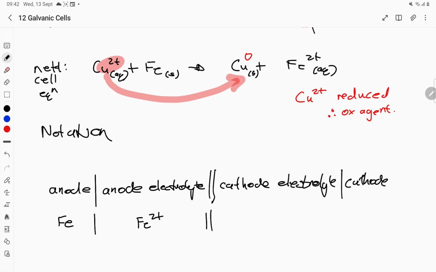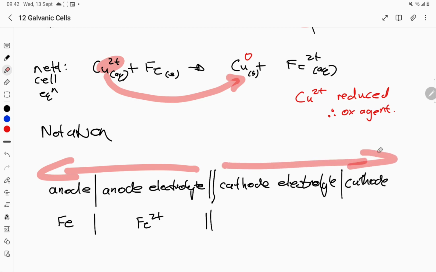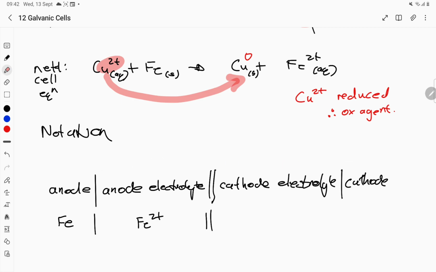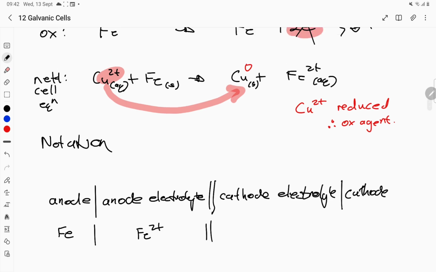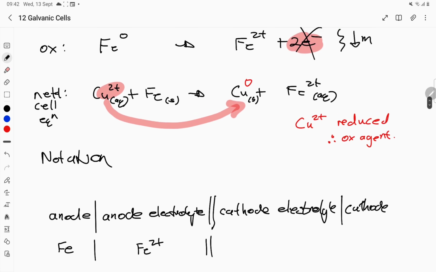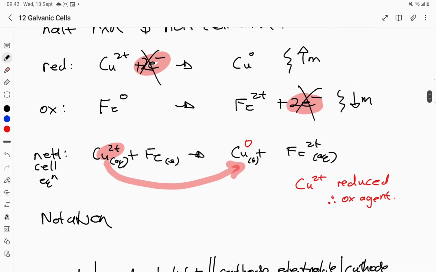Not cathode, it's like a mirror. Cathode electrolyte, you see the mirror, it points out that way. All right, so we have cathode electrolyte. What is our cathode? Cathode is red cat, like we saw earlier, which is what is being reduced.